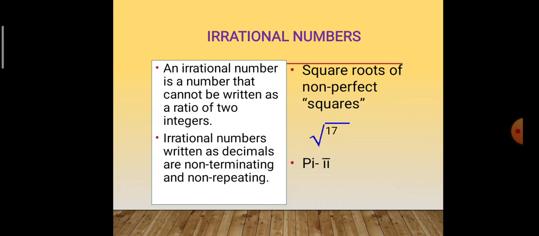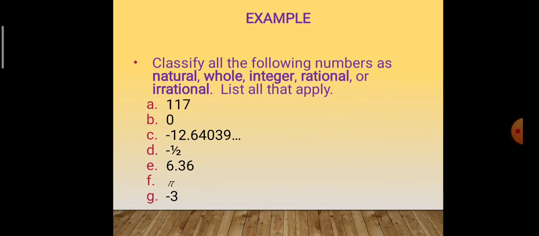So I will ask one question. Root 4 is rational or irrational? It is a rational number. Why? Because root 4 is a perfect square. Root 9 is also a perfect square, so it is not an irrational number. It is a rational number. Irrational number means what? Square root of a non-perfect square: root 17, root 19, root 21. These are all irrational numbers.